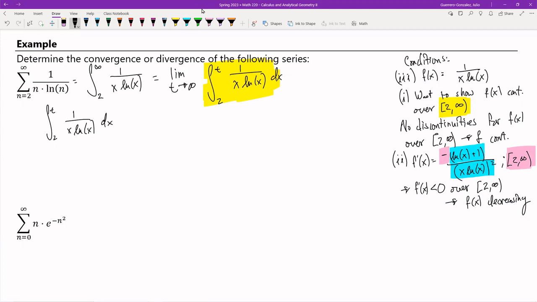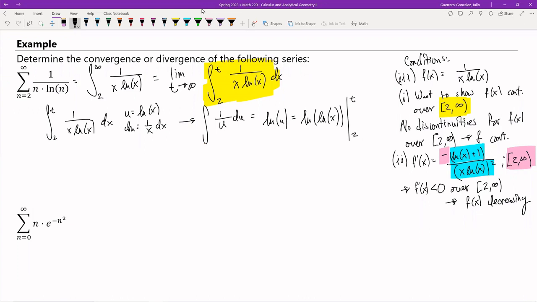Hopefully you guys see it. It's going to be a u substitution. U is going to be ln of x. Du is going to be 1 over x dx. So that turns this integral into 1 over u du, right? Which is equal to ln of u. And now I'm going to undo my substitution. So it's going to be equal to the ln of the ln of x, right? Evaluated from 2 to t.